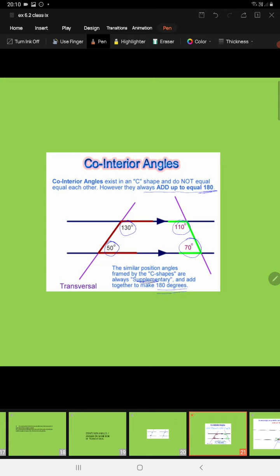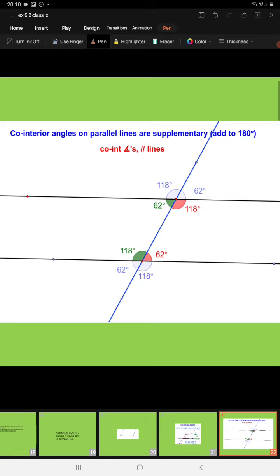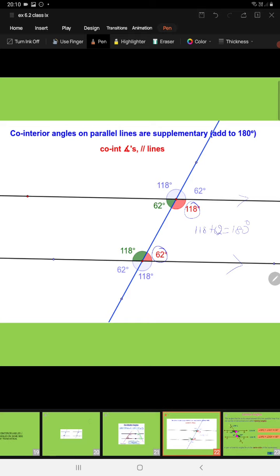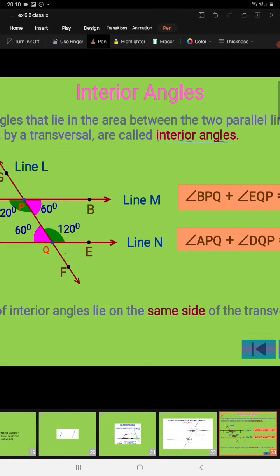So you have to remember this: when parallel lines are intersected by a transversal, co-interior angles will be supplementary. So let us check it. Here these two lines are parallel, intersected by a transversal, and these two angles so formed, 118 plus 62, when you add them up will give you 180 degrees. So co-interior angles are supplementary.